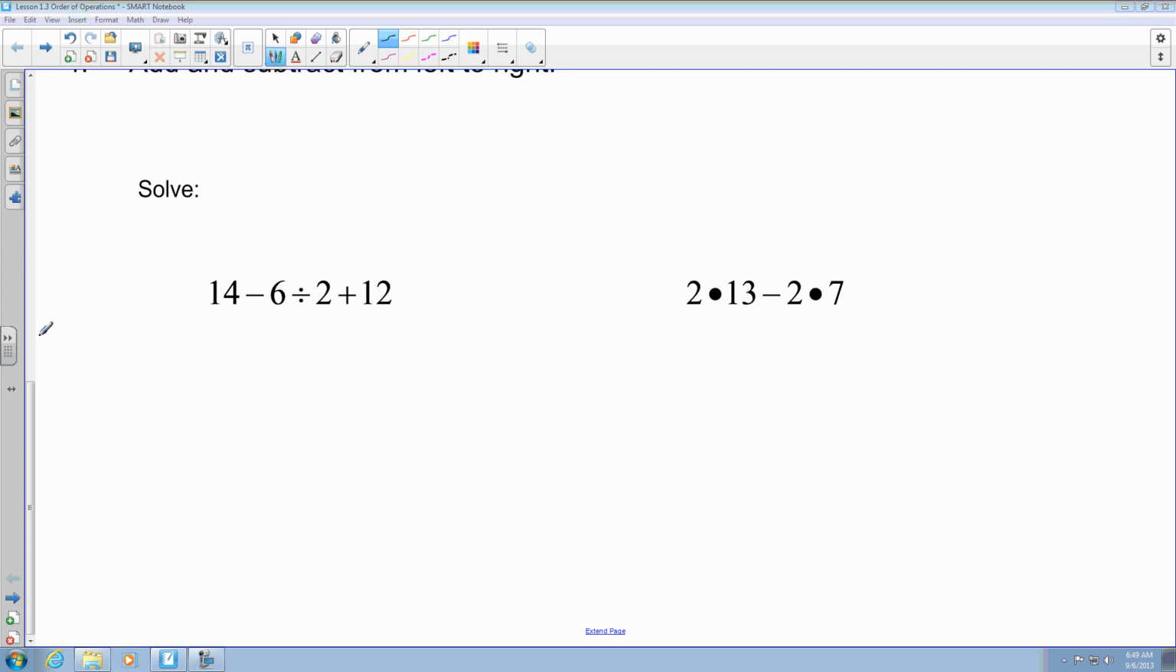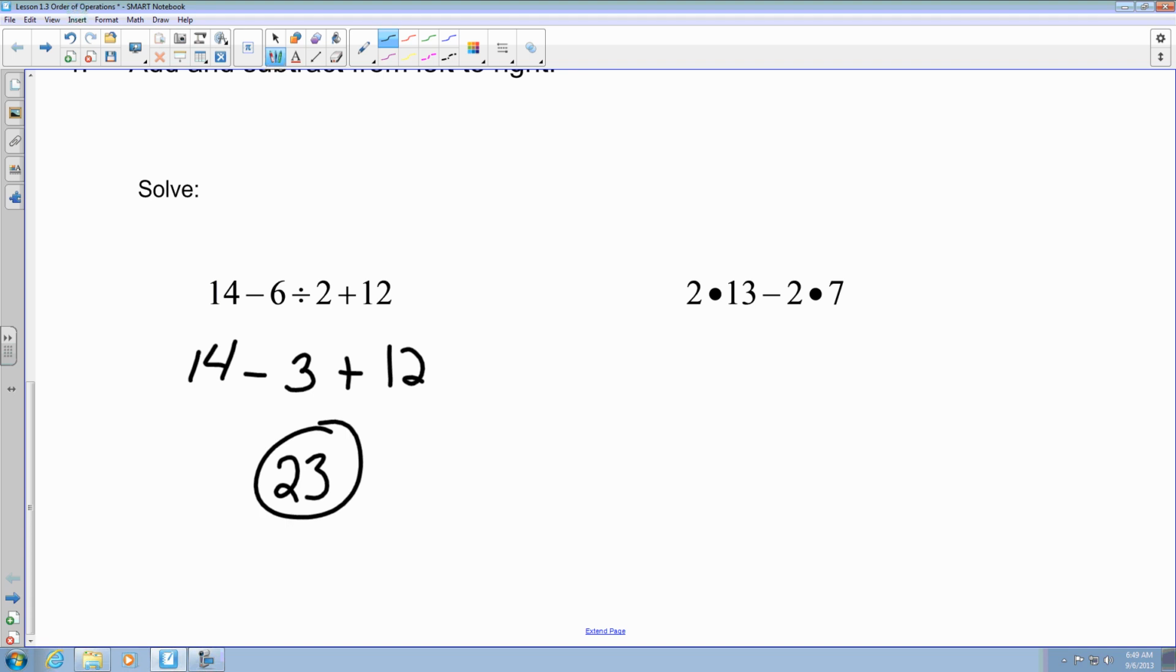So now I'm going to just go 6 divided by 2 ends up giving me 3. And what I'm going to do is I'm just going to drop down the plus here, minus here, and bring the 12 and then the 14. So I'm left with that fourth step. So now I can just find my addition and subtraction and go from left to right. And then 14 minus 3 plus 12 gives me 23.